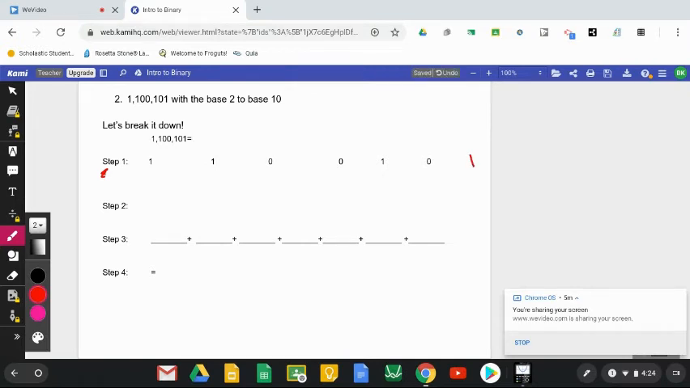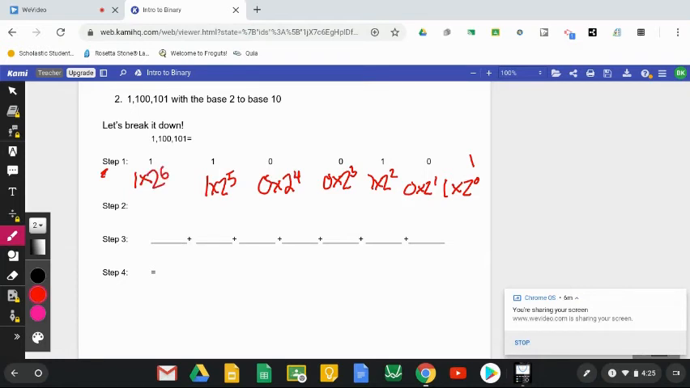So first step again, I look at my first number and I do 1 times 2 to the 0. Next number, 0 times 2 to the first. We know this is going to be 0, but I don't skip it because I don't want to miss one of my places. How it goes: 0, 1, then the next one is 2. So 1 times 2 to the second. 0 times 2 to the third. 0 times 2 to the fourth. Then I got 1 times 2 to the fifth. And 1 times 2 to the sixth.